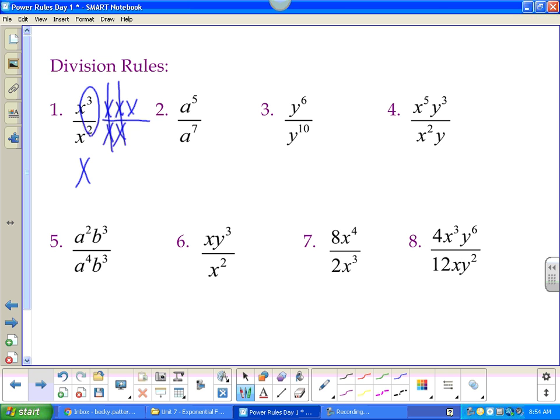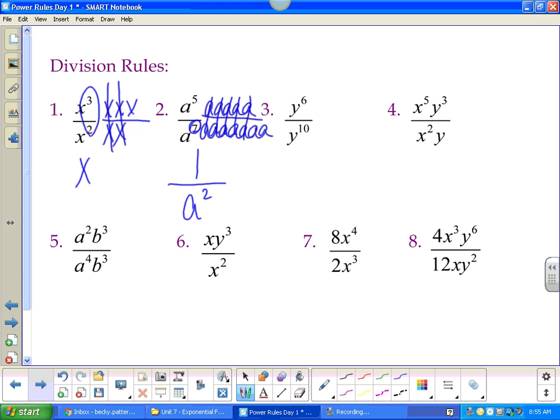But look at number 2. This means I have 5 a's on the top and 7 a's on the bottom. So when I cancel, I'm going to get a 2, I'm going to get a squared. The question is, where's it going to be? And it's going to be on the bottom because that's where I had more a's to begin with. So when you subtract, don't ever give me a negative answer. Just tell me how many are left and where would they be.